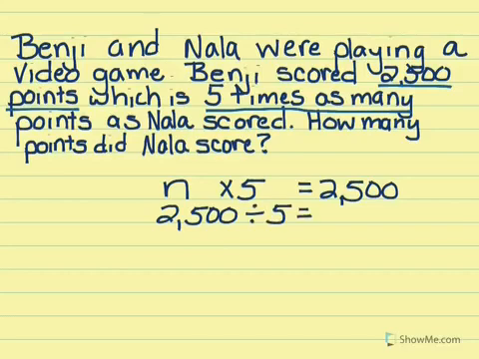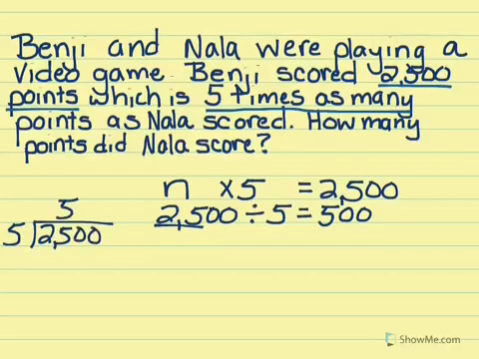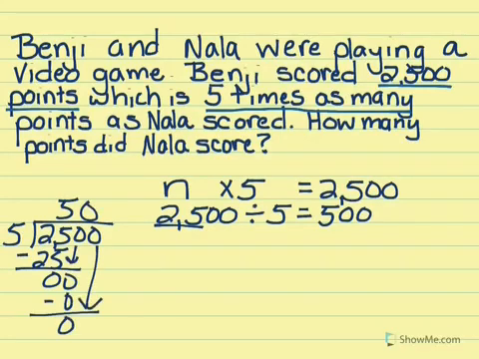2,500 divided by 5. If I know my math facts, I know 5 goes into 25 5 times, and then I have 2 zeros. I could also do long division and quickly find my answer. 500. Okay, so my answer would be 500 points.